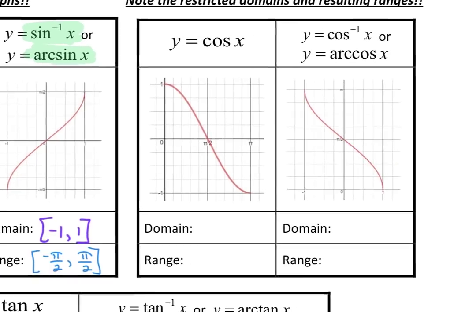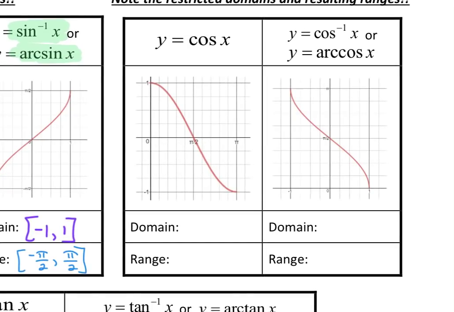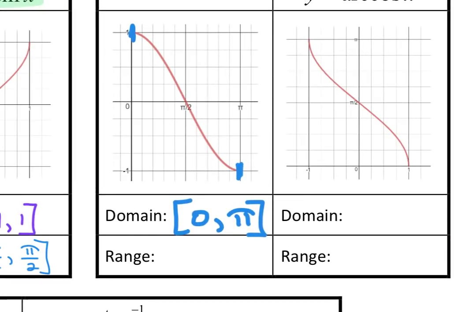Now, when you're talking about cosine, remember that cosine is the problem child. So the cosine that's not inverse, when we restrict the domain and range, the x values are going to go from 0 to 180, again inclusive, 0 to 180. And then your range, just like the sine, is going to go from negative 1 to positive 1, inclusive.